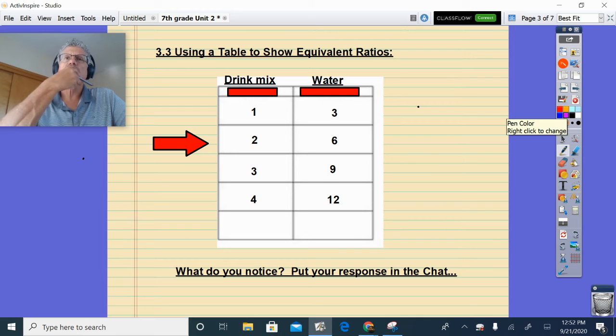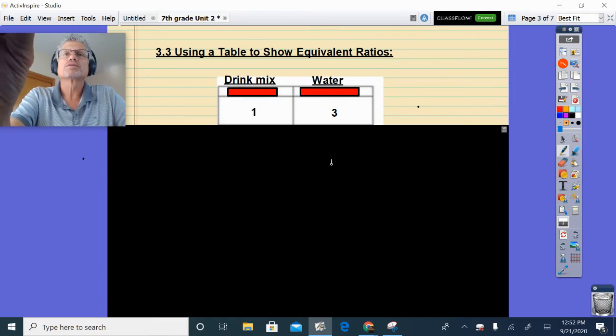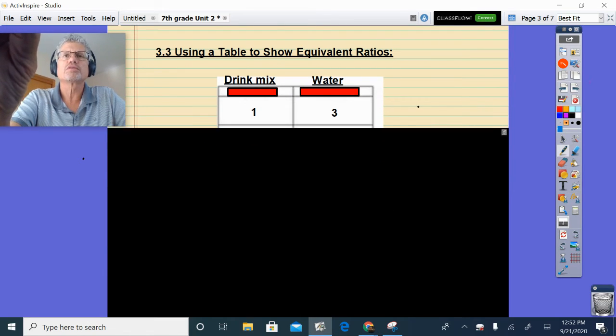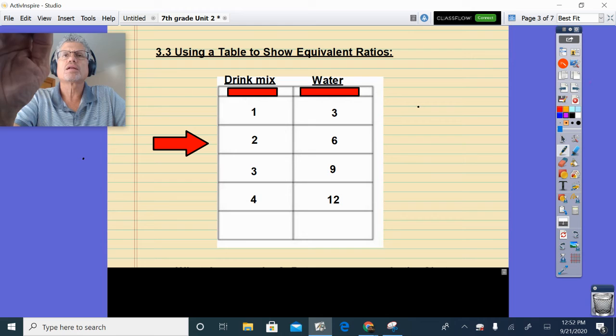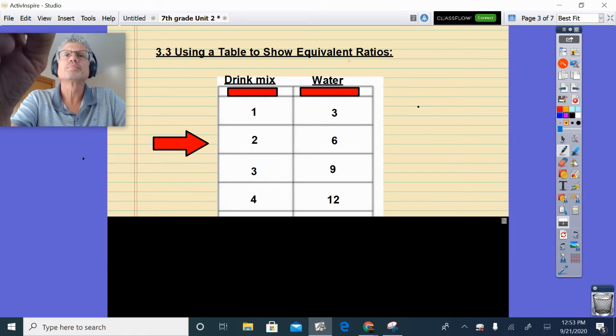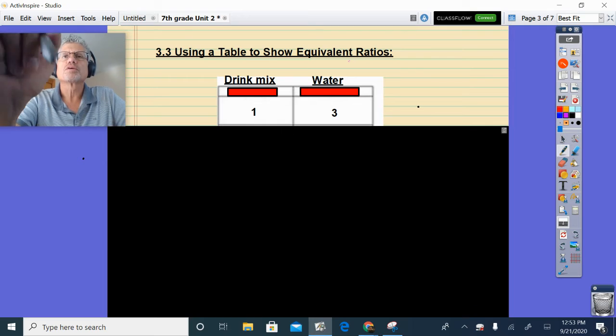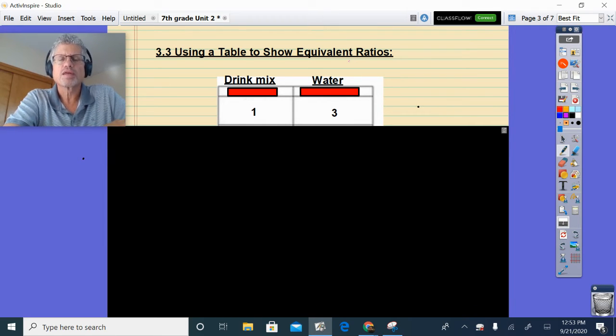So here we have using a table to show equivalent ratios. Here again, I'm going to take my screen down, start right here. Notice the red arrow, so you'll need a table that is 2 columns by 1, 2, 3, 4, 5 rows with the headings up top. Here we're going to start with the first ratio, a 1 to 3. We know that because that's the example we've been using.